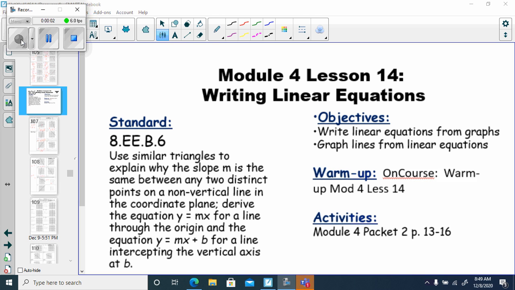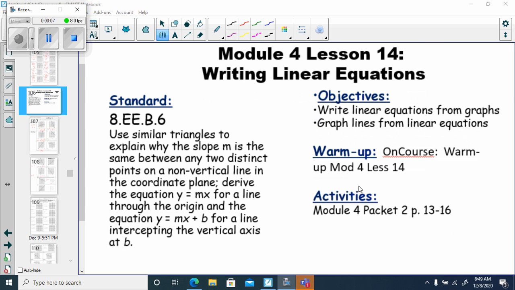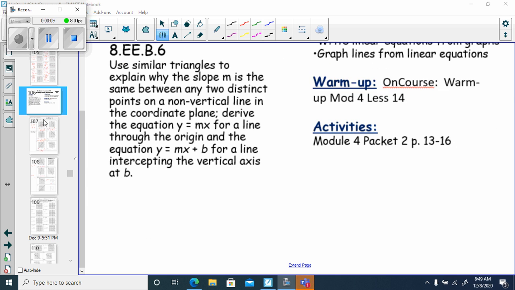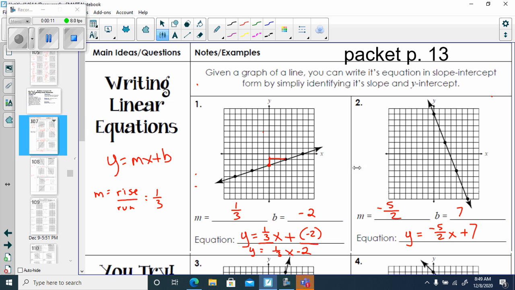This is Module 4, Lesson 14. We're going to be writing linear equations from graphs. So this is going to be in the packet. If you just have the packet, it's page 13, guys. If you've got the packet as part of something else, it says writing linear equations on the side. Okay, and it's going to be right past Lesson 14.